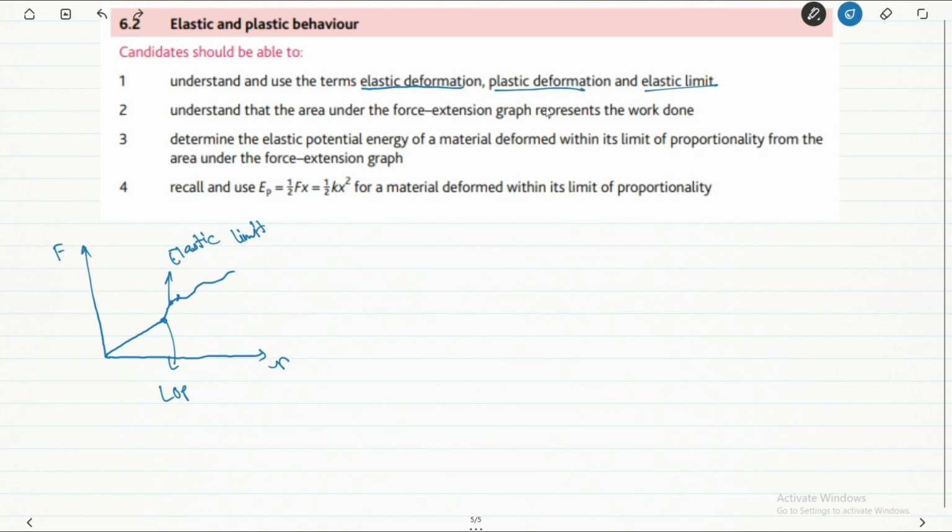Now, what is elastic deformation and plastic deformation? So this region here, this is elastic deformation, right? Elastic deformation just basically refers to deformation that returns the object back to its original position. And the plastic is the opposite, which means that plastic deformation means that object will not return to its original position.